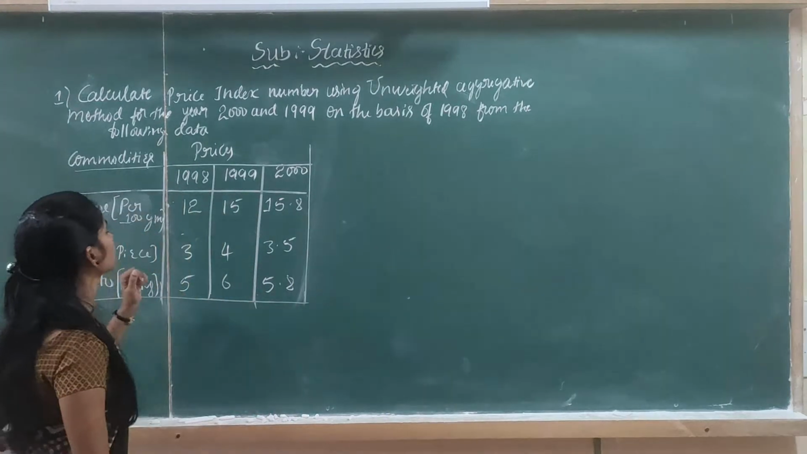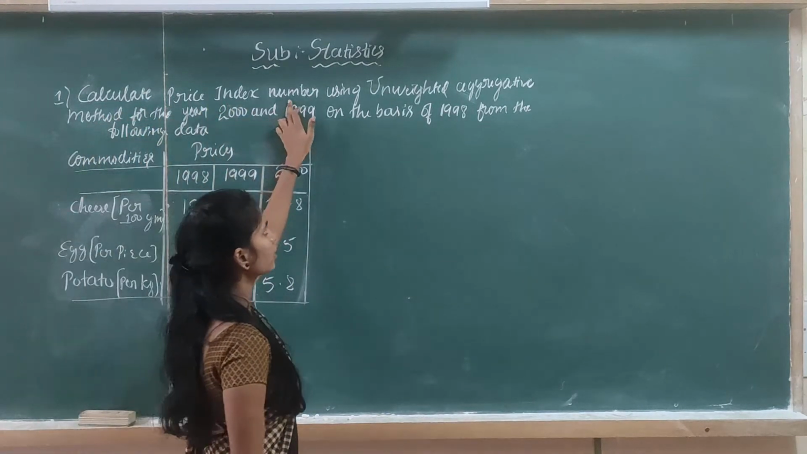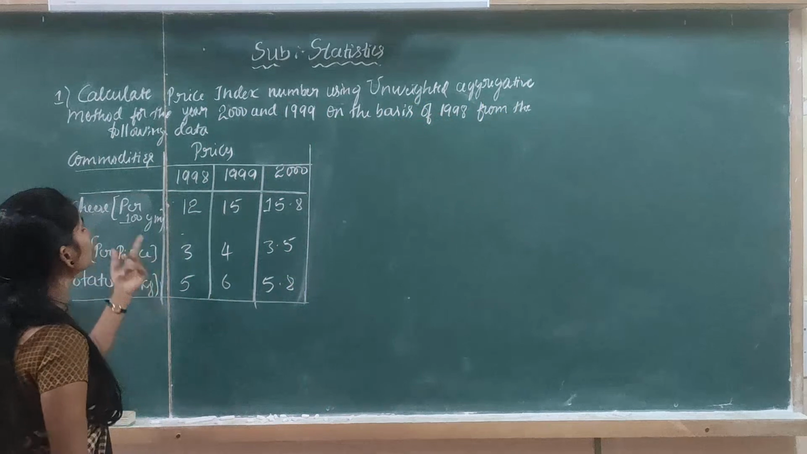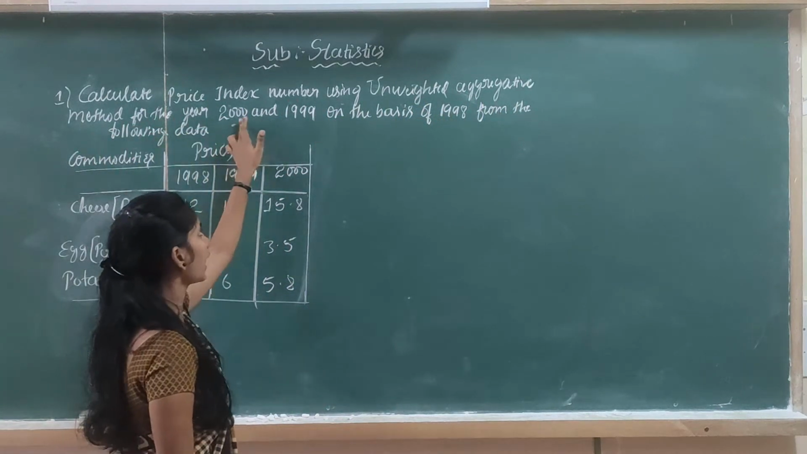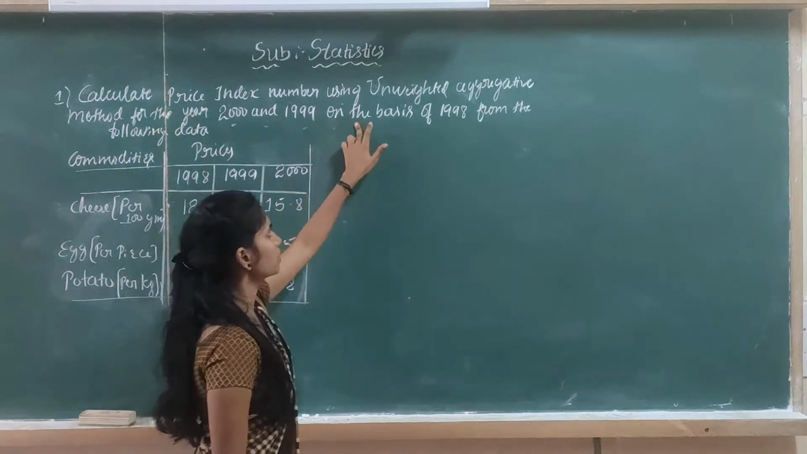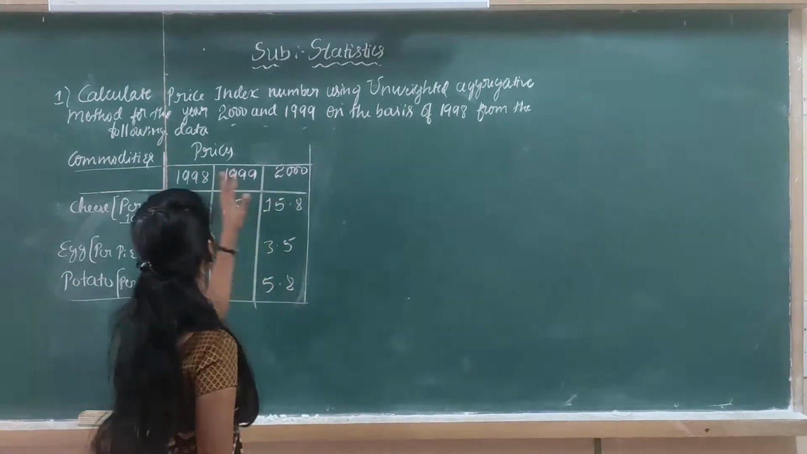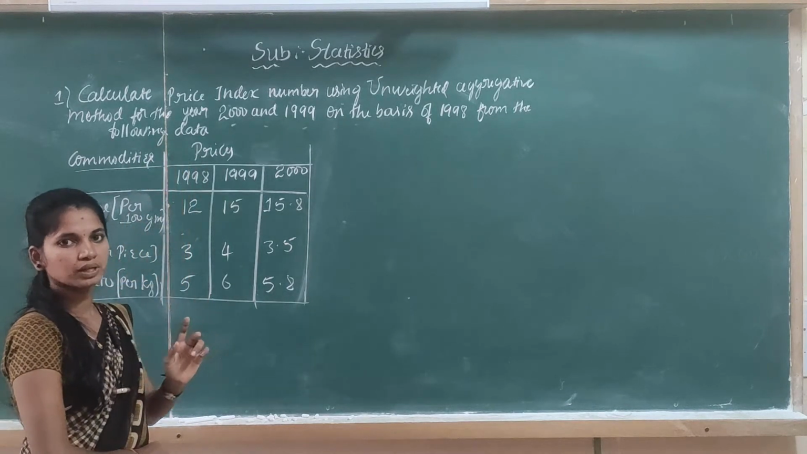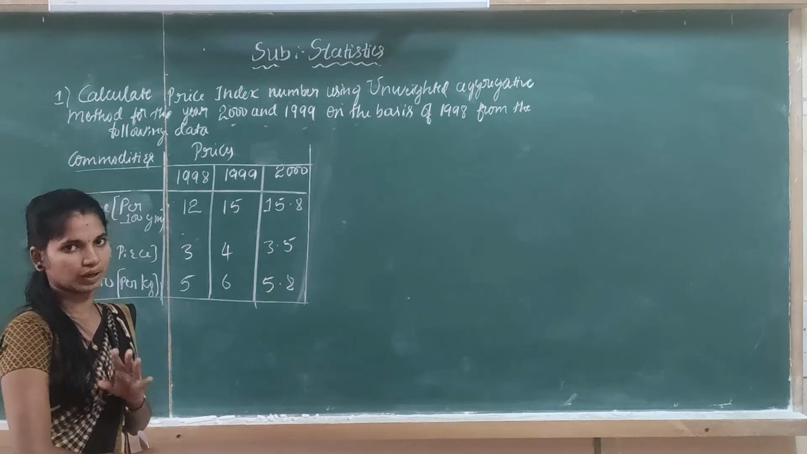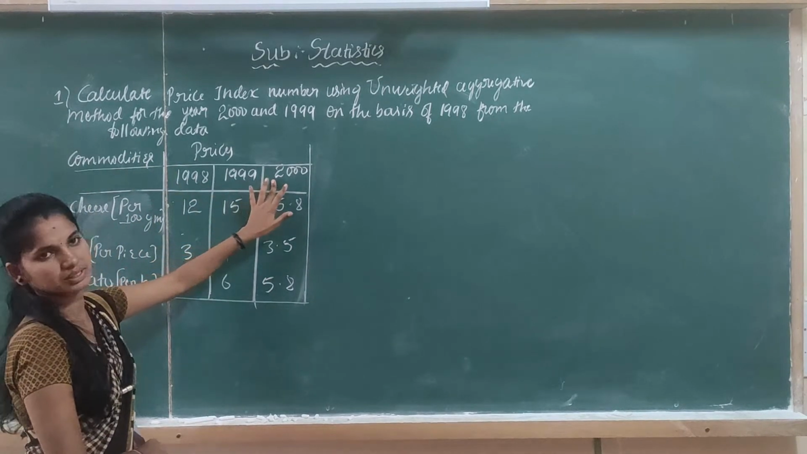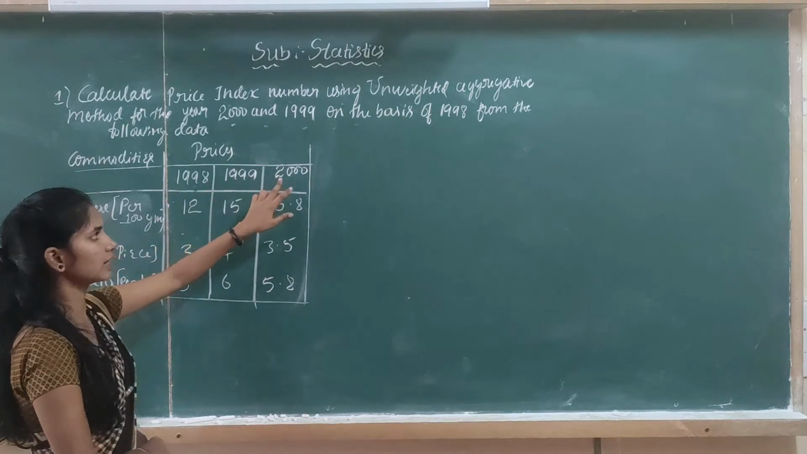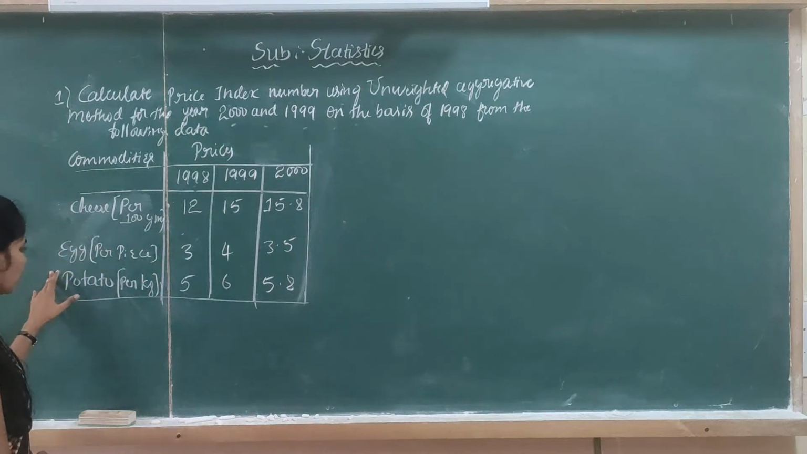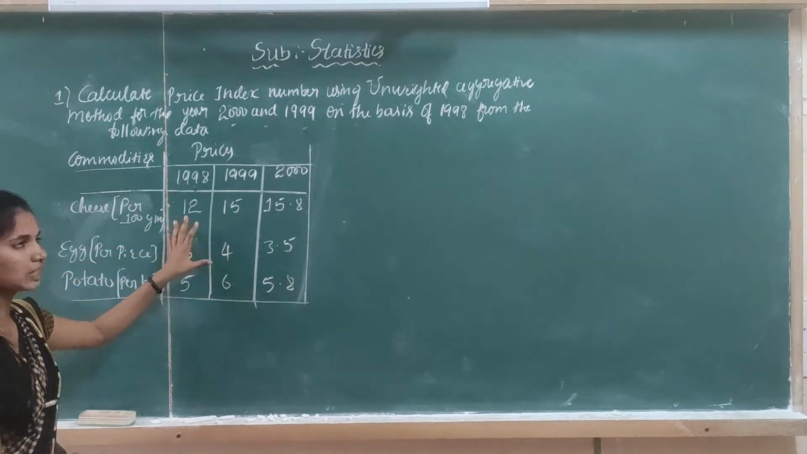here in this question: calculate the price index number using the unweighted aggregative method. The unweighted aggregative method is nothing but the simple aggregative method, for the years 2000 and 1999 on the basis of 1998, from the following data. In the last problem they gave 2 years, that is 2010 and 2012. But here there are 3 years of prices, that is 1998, 1999 and 2000. Here they gave the commodities cheese, egg, potato, and the values for each year.